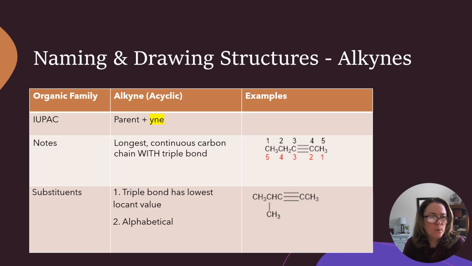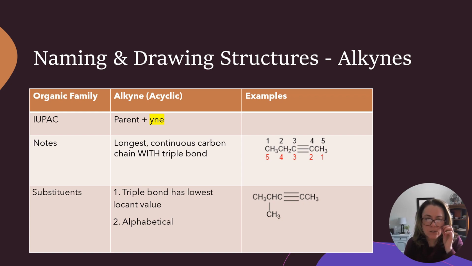Okay, so following IUPAC naming, when we're naming alkynes, it will be the parent chain followed by the suffix -yne, Y-N-E. Note that the longest continuous carbon chain has to contain that triple bond. That triple bond is going to have the lowest locant value, and make sure any substituents go in alphabetical order.